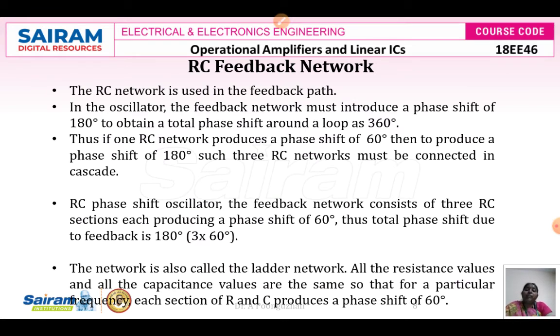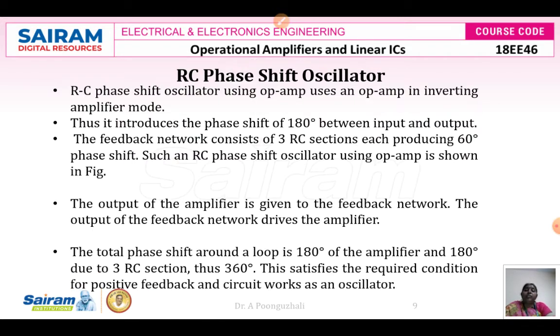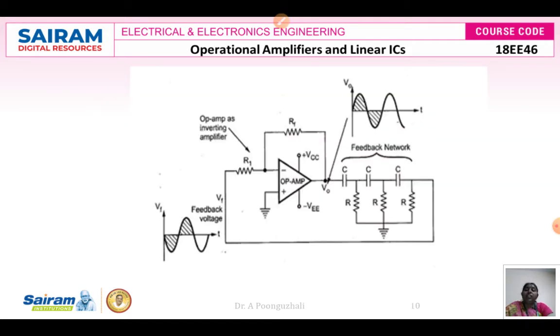So by choosing the proper values of R and C, 3 RC pairs can be chosen to produce a 180 degree phase shift. Here we are going to use the operational amplifier. The amplifier should provide a 180 degree phase shift, which is got in the inverting configuration. So we use the op-amp in inverting configuration mode, and the feedback path is going to use 3 RC pairs to produce another 180. So the total phase shift is going to be 360 degrees, and now this condition is going to be satisfied for the oscillator.